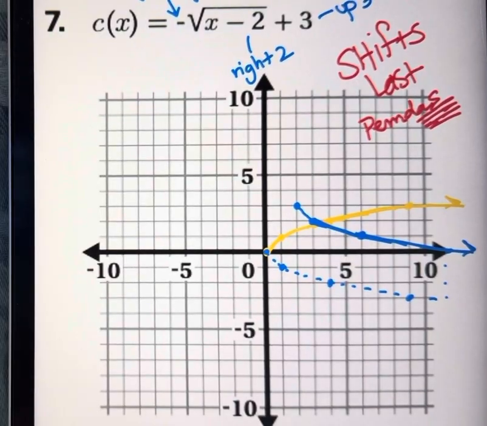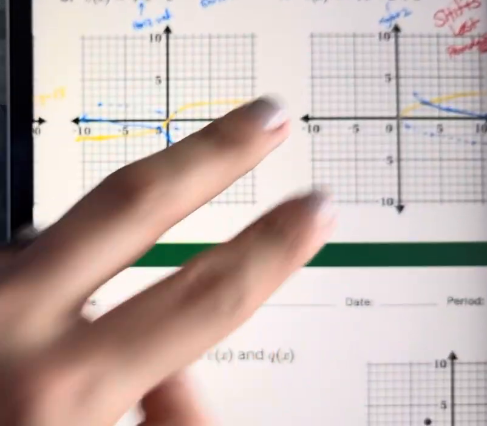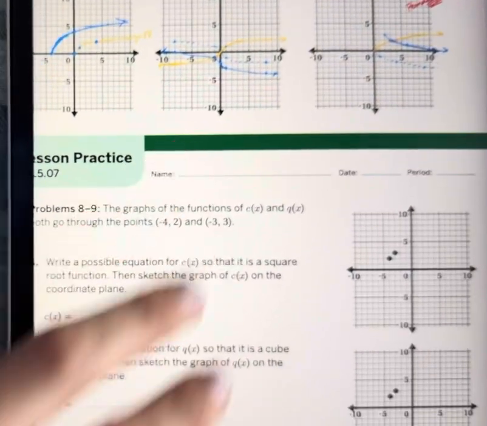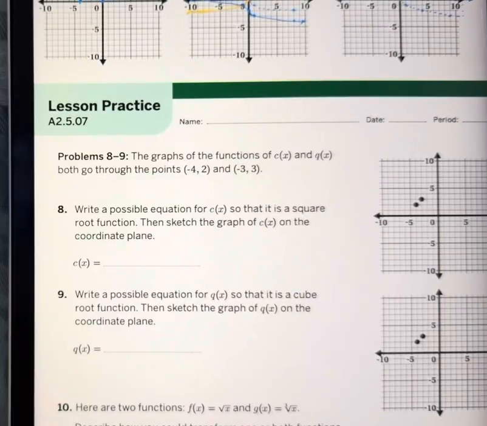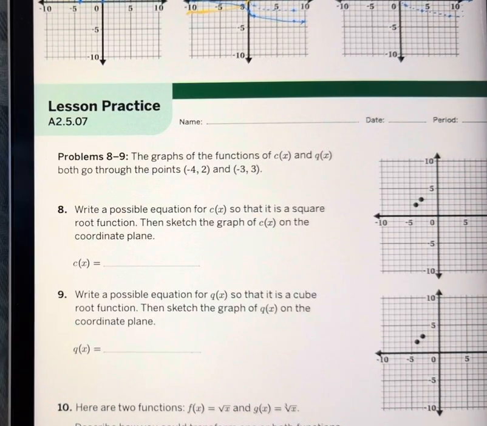Okay, there it is, the final graph right there. The graphs of the function c of x and q of x both go through those points. Write a possible equation for c of x so that it is a square root function. Then sketch the graph of c of x on the coordinate plane.